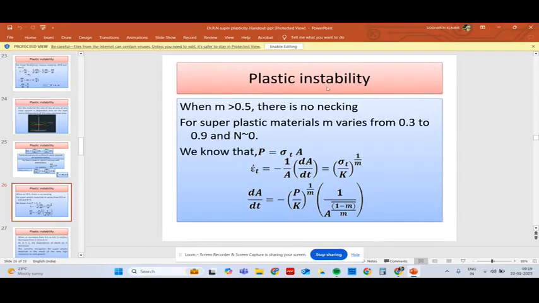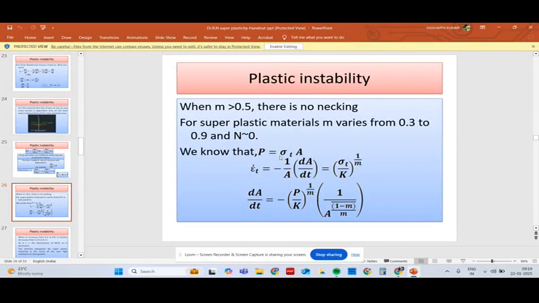For plastic instability, when m is greater than 0.5, there is no necking. For superplastic material, m varies from 0.3 to 0.9. n is equal to 0, strain hardening exponent is 0. m, strain rate sensitivity, is greater than 0.5.